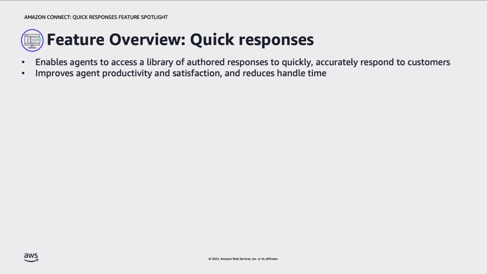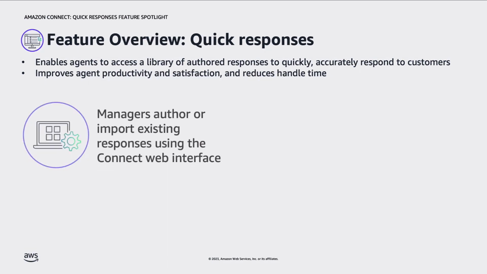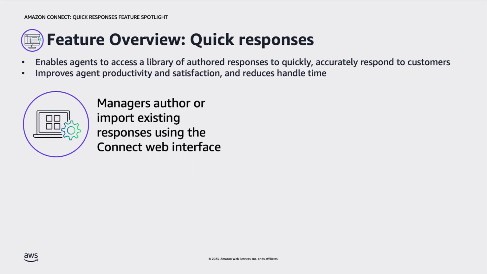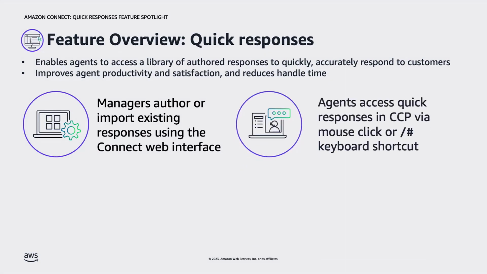Quick Responses is a capability within Amazon Connect that enables agents to access a library of authored responses to quickly and accurately respond to customers, improving agent productivity and CSAT, customer satisfaction, while reducing handle times. After setting up a quick response database, contact center managers can easily author new responses or import existing canned responses that are already in use through a custom implementation or via another platform. Agents can then access the quick responses in the native CCP or agent workspace by clicking on the quick responses icon or using the /# keyboard shortcut to pop up the quick response pane on the fly.